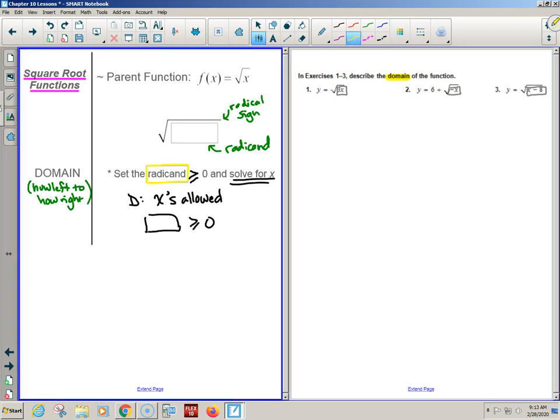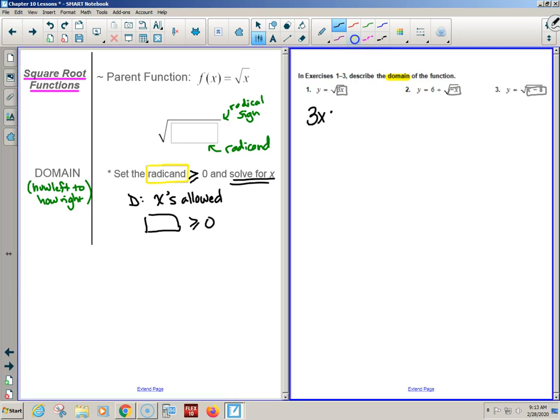What am I supposed to do with each of those, one by one, to find my domain? Solve for x only after, what are we supposed to do with the radicand? Set it greater than or equal to 0. It's as easy as that. And for those of you in your books looking at homework, aren't numbers 5 through 14 all talking about domain, just like numbers 1 through 3?